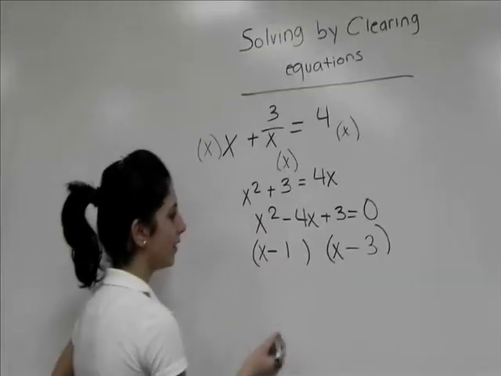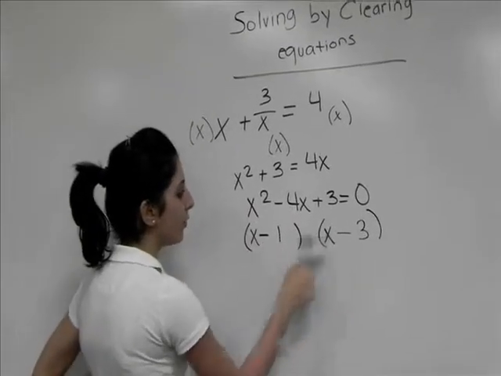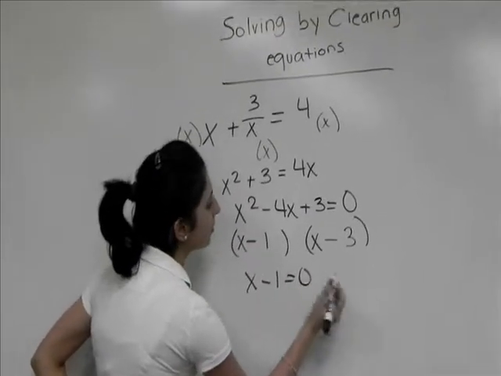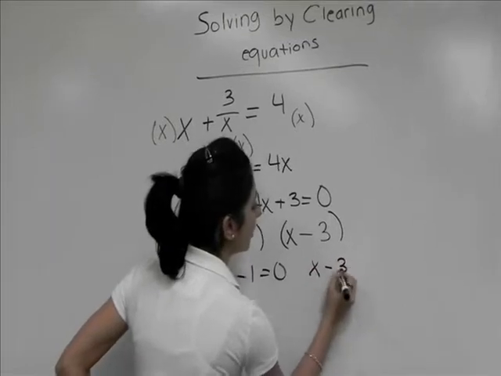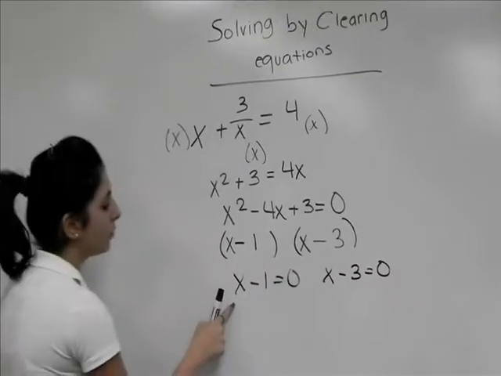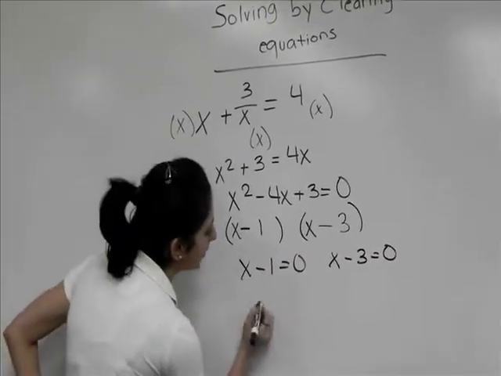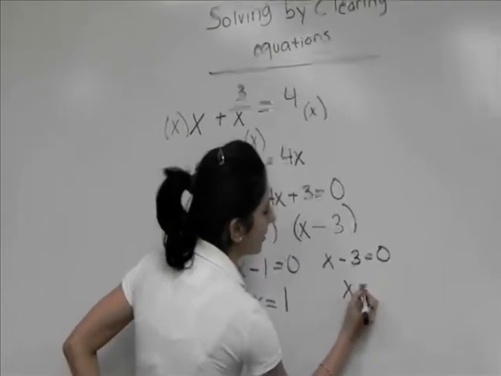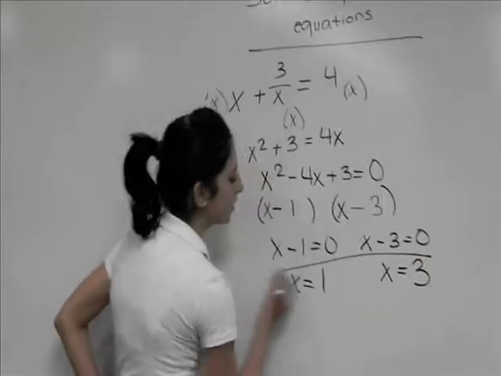Then to get your final solution, you make both of these equal to 0. That's x minus 1 equals 0, x minus 3 equals 0. And the solution to this, if you solve it, would be x equals 1, x equals 3. And this is your solution.